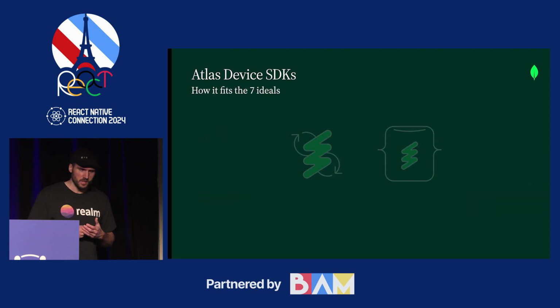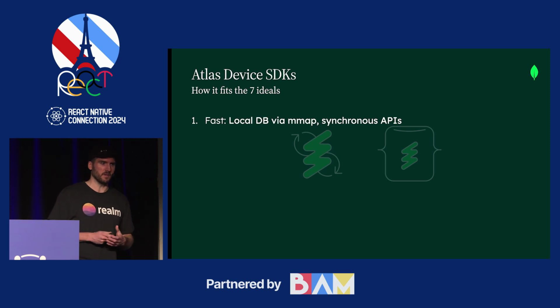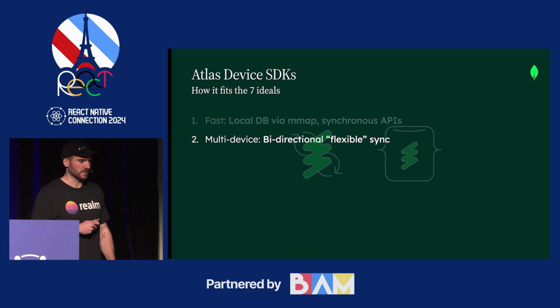Awesome. So how do I believe Atlas Device SDKs and Realm fit into these 7 ideals? So first up, it's very fast. It's a local database running on the device. We use memory mapping and we provide synchronous APIs because it is very fast. We actually have the ability to provide synchronous APIs and not just asynchronous APIs to data access and read and write.